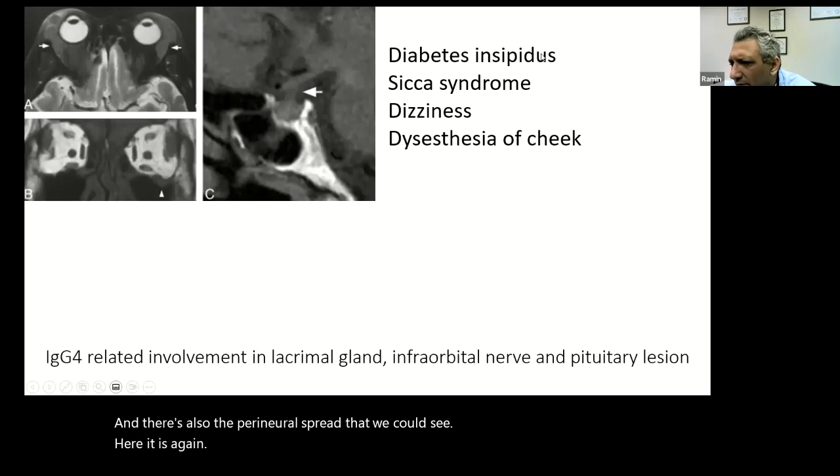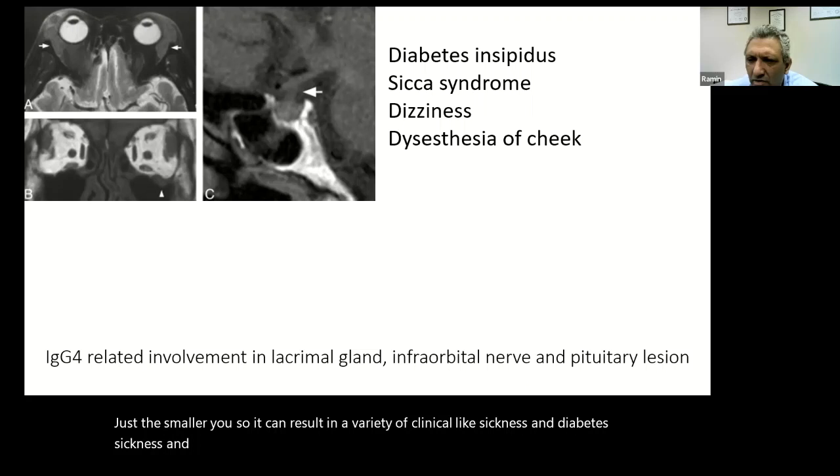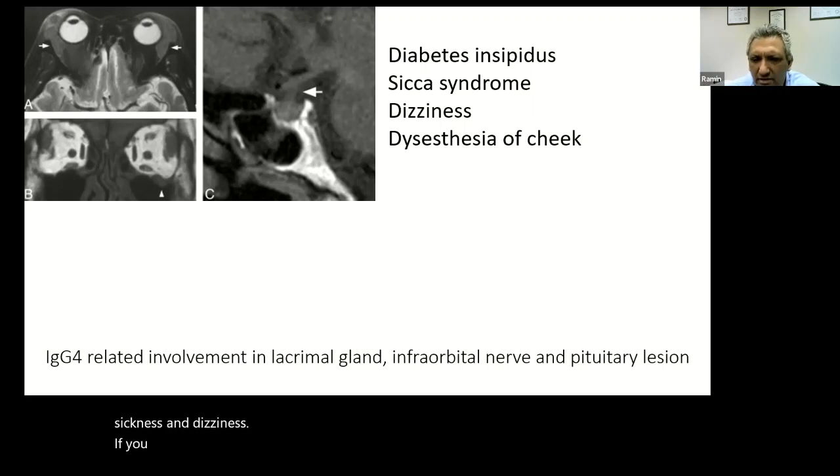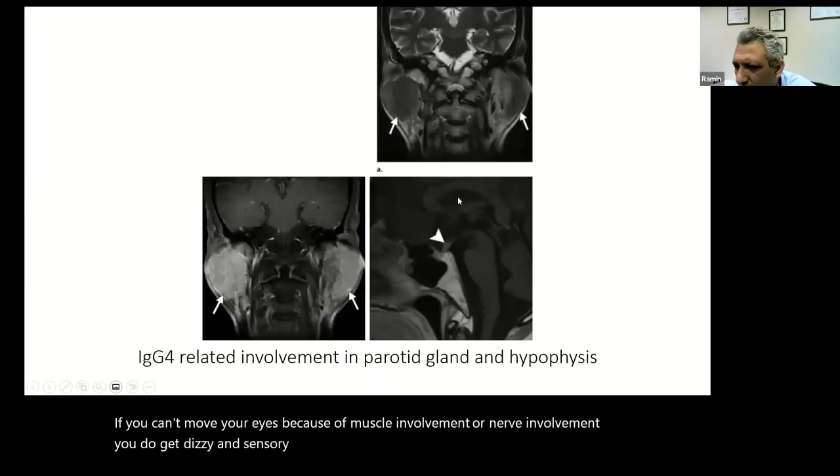Just a smaller one. So it can result in a variety of clinical problems, like diabetes insipidus, sickness and dizziness. If you can't move your eyes because of muscle involvement or nerve involvement, you do get dizzy, and sensory issues as well.